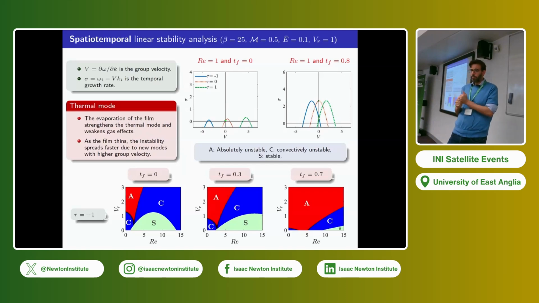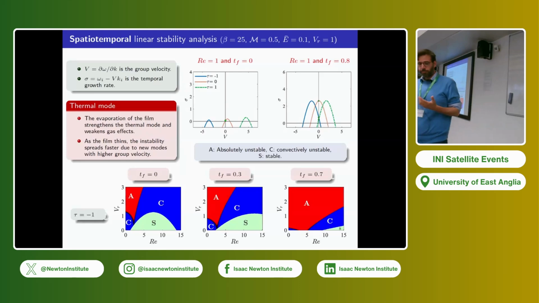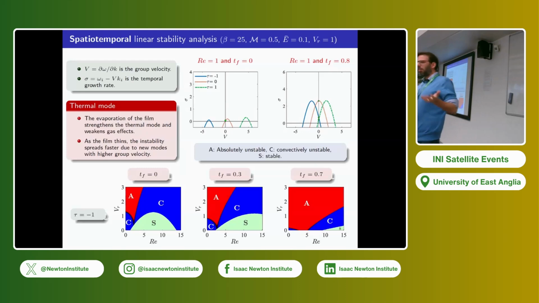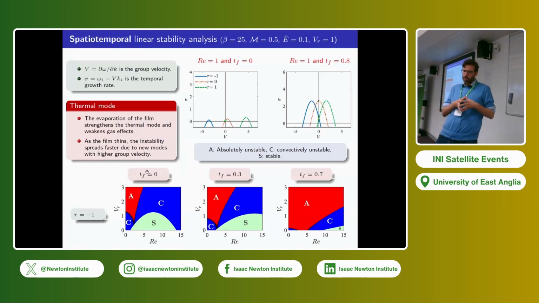What we can see, first of all, is that the evaporation of the film strengthens the thermal mode, okay? It again weakens the gas effect. So also the shearing gas, when the film is thinning, is not such a big thing, okay? And anyway, for one tau, I'd say it's not changing quality, it's not changing anything. The absolute region is growing and growing with the thinning of the film. So we expand this. It looks like the instability spreads faster due to new modes, and we have higher group velocity. So that's what I found interesting.